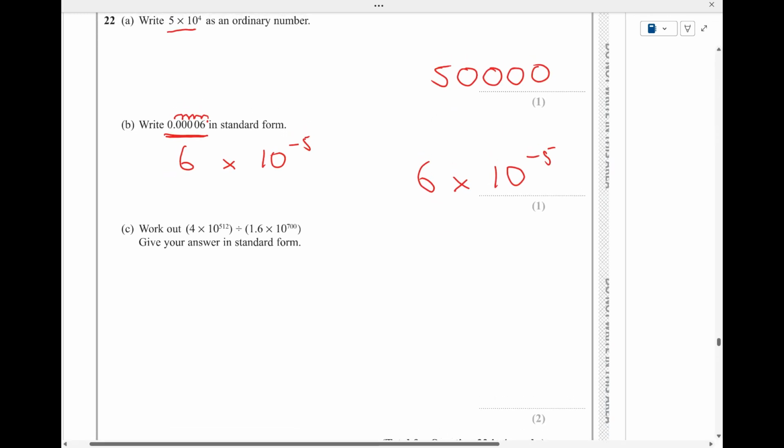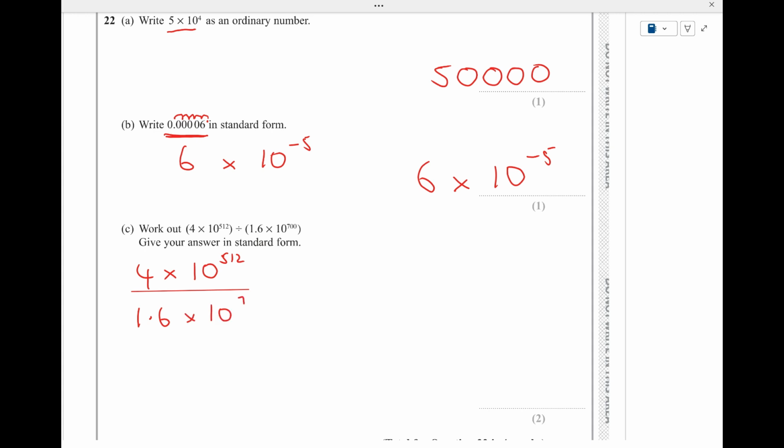Work out this. Now, they've got very good recently at giving you calculations with standard form that you can't work out just by putting them straight into your calculator. And this is one of those examples. So what you'll have to do is you'll have to think about it like this. It's 4 times that divided by 1.6 times that. Now 4 divided by 1.6, you can do that on your calculator, and you get the answer 2.5.